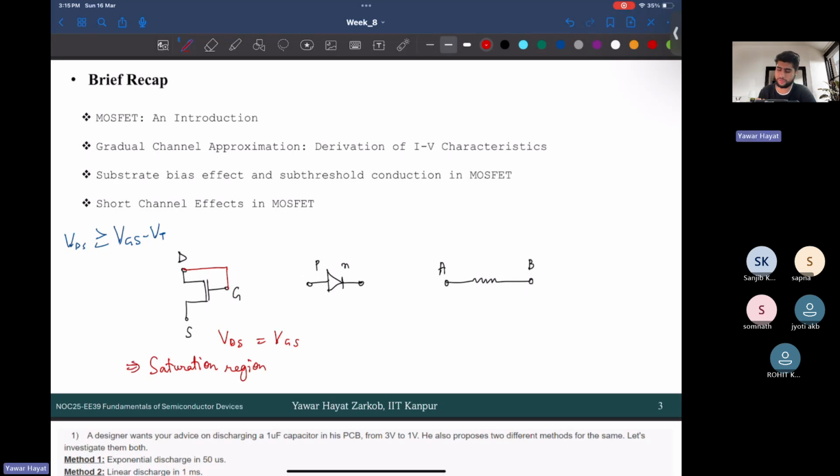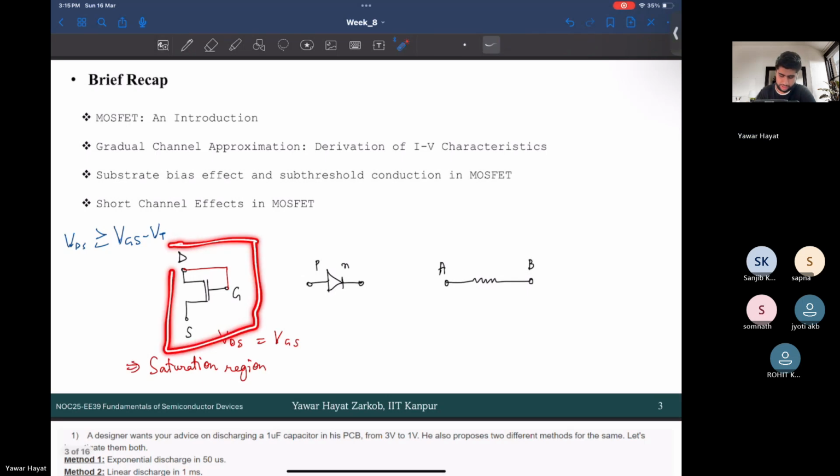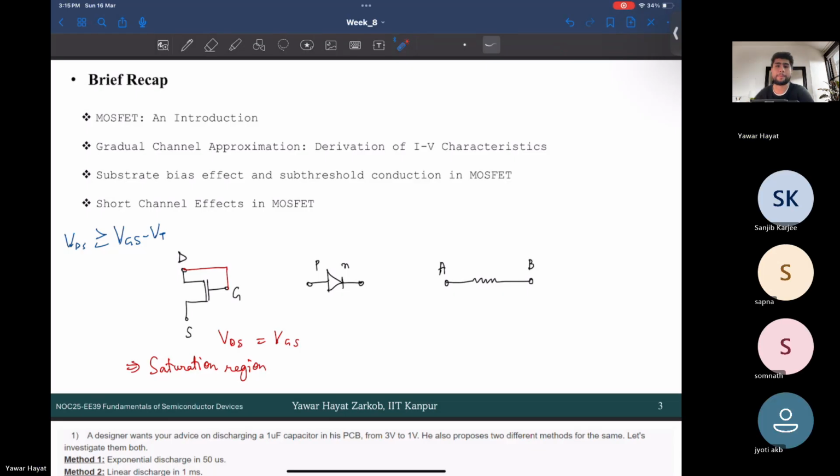So to summarize, what we saw is if drain and gate are shorted in a MOSFET, that is called a diode connected MOSFET. What is special about such a MOSFET is that it always lies in the saturation region. Is this clear? Yes, sir. Right, this is your diode connected MOSFET.